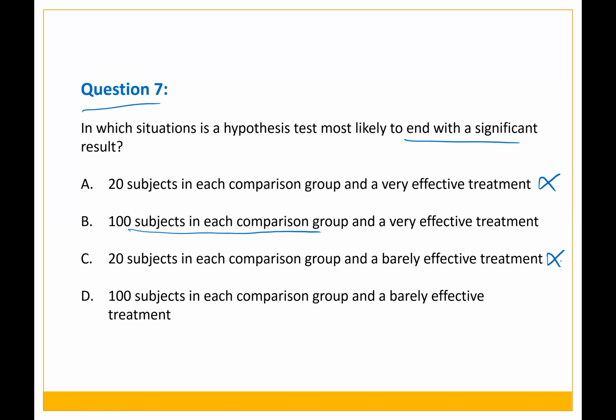Now let's look at the treatment. If the treatment is very effective, the significant result is even easier to detect, because the difference in the result between the two groups, the control group and the alternative group, is usually easier to detect. And so the answer is going to be B, where the difference in the effectiveness of the treatment is amplified.